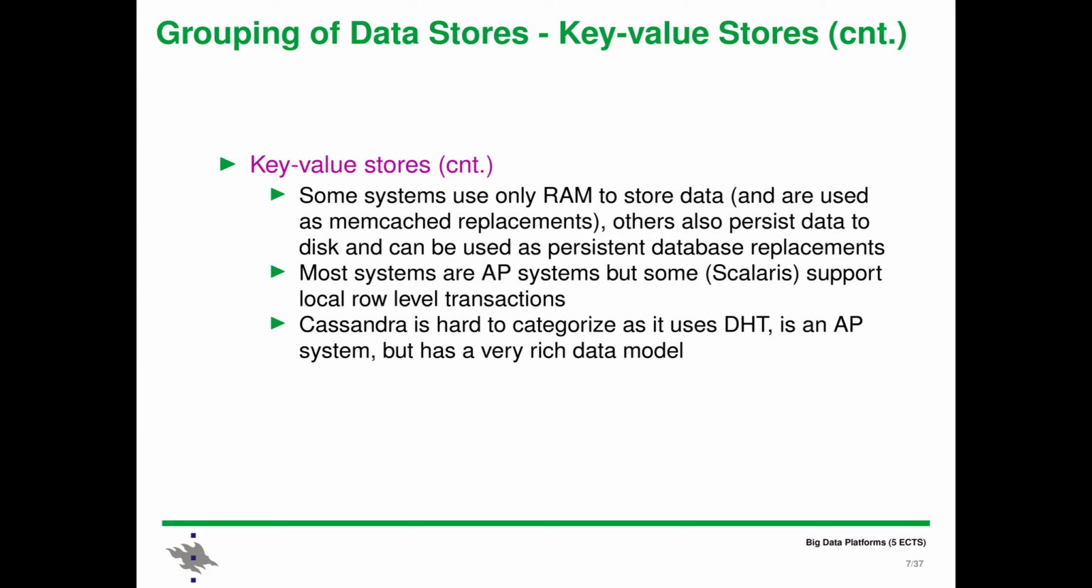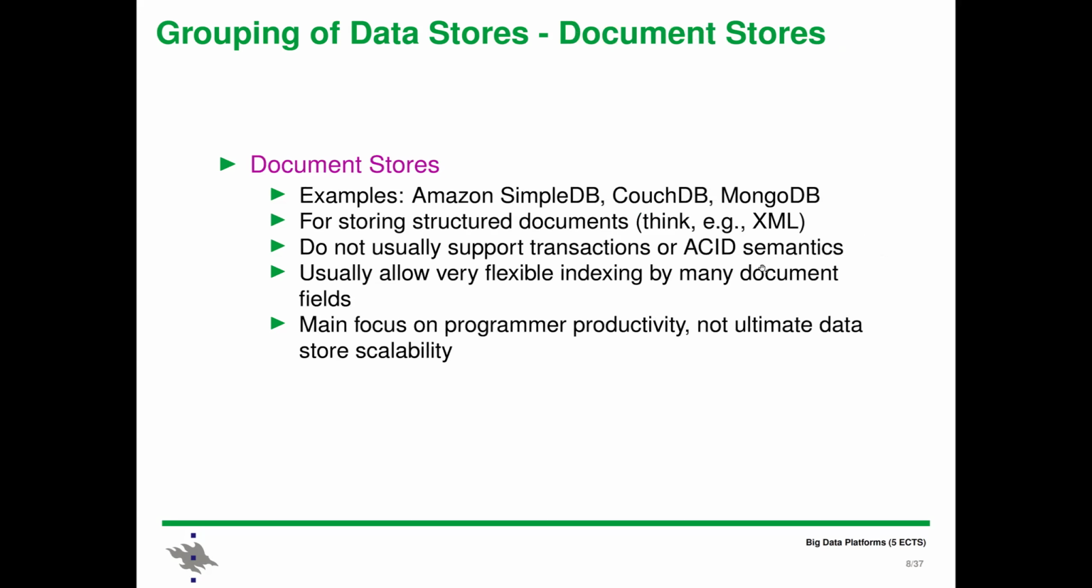Let me remind that. Okay, now the next class of systems is called document stores. And the system you might be most familiar with from here is MongoDB. These are typically used for storing structured documents, for example, XML documents. They typically do not support transactions or ACID semantics.